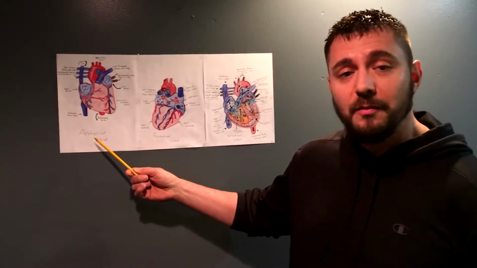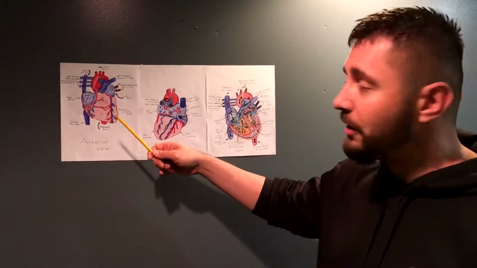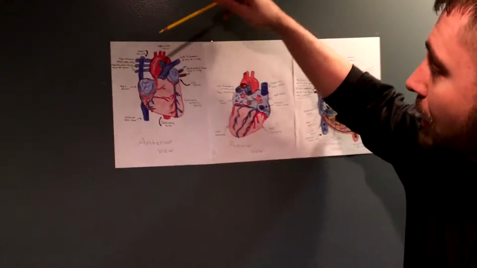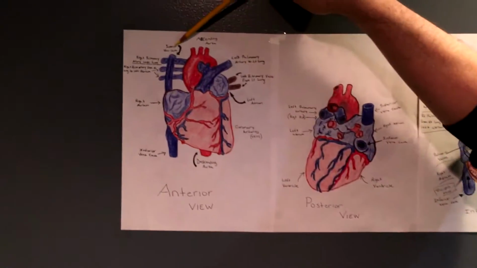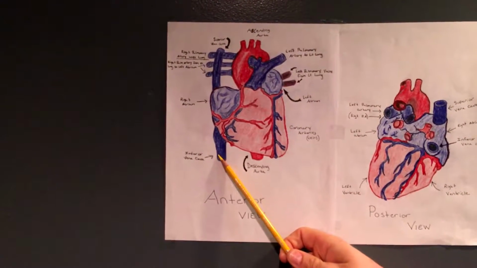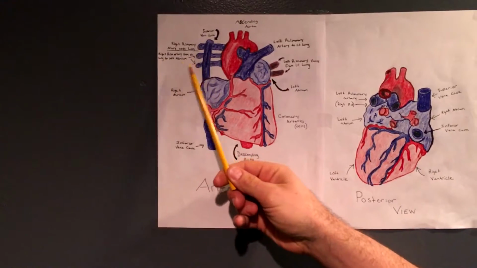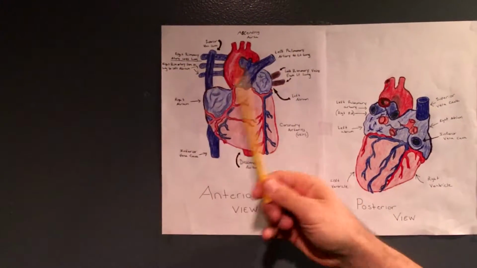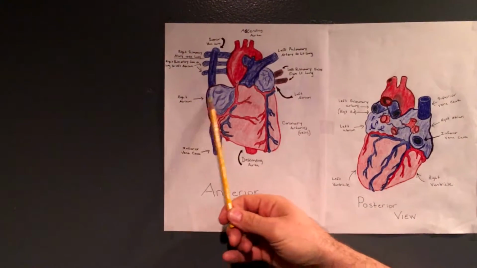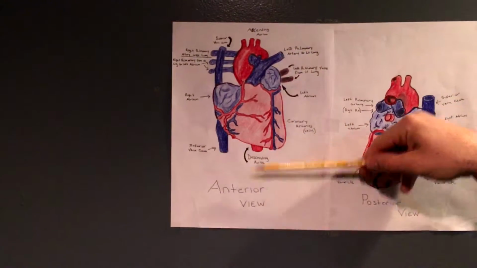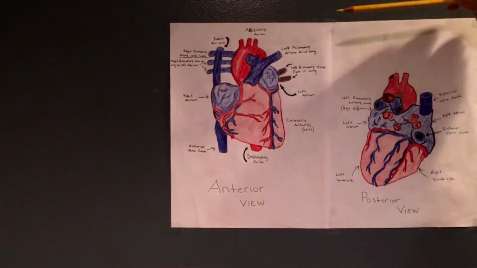Well, welcome back. That was fun. What we're going to do is talk about the anterior view and just hit some landmarks on it here. So if you zoom in, what we got here is the superior vena cava, the inferior vena cava. We'll talk about what the purpose of that is. And then here you got your right pulmonary veins and arteries going through here. You got your right atrium, ascending and descending aorta. We'll talk about the function of that in a minute.